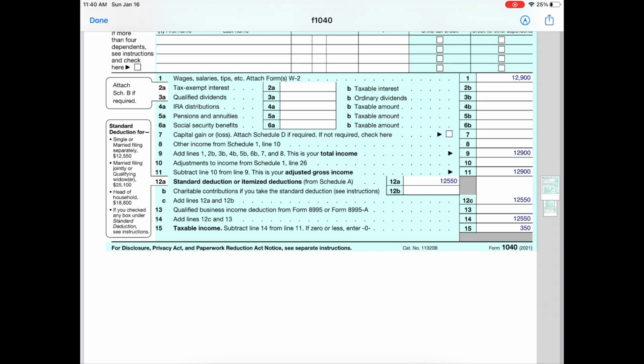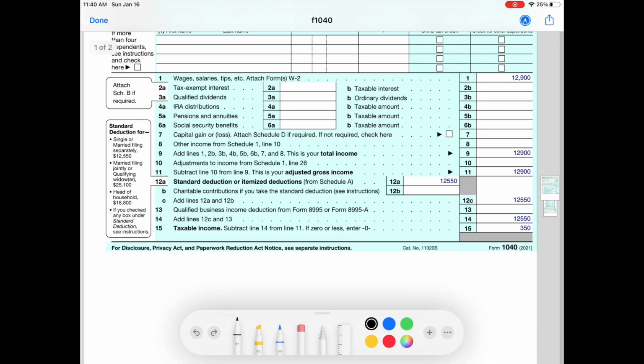So, of course, you would add what you made for the year in the first line at the top, and you would pretty much indicate that you made that $12,900. Now, of course, there are no other things that I've made money with this year, so that brings you to line 9, where you put down the total income that you made for that year.